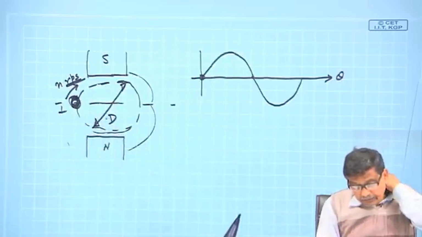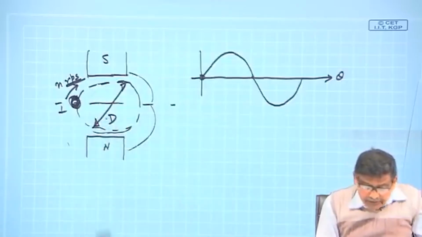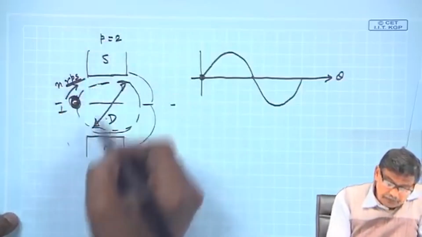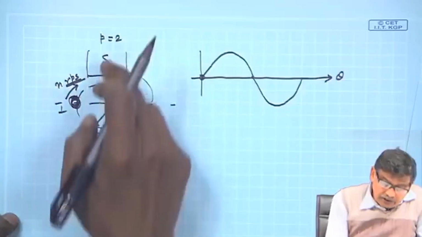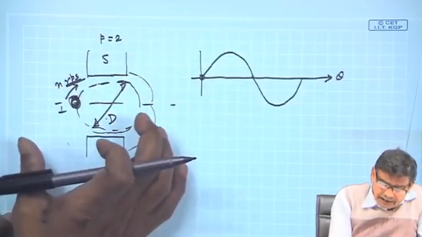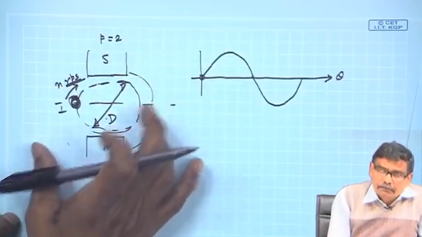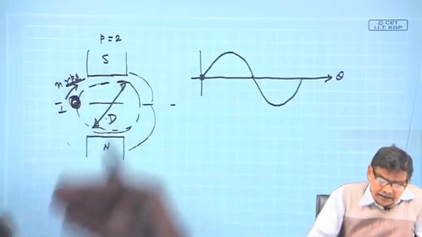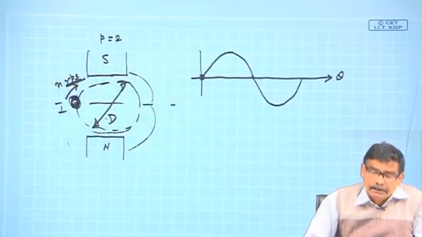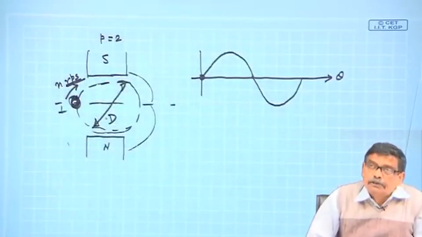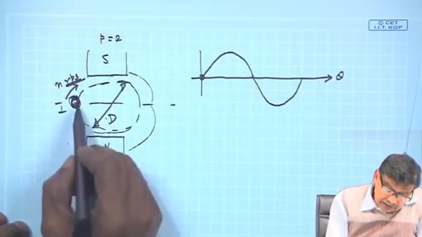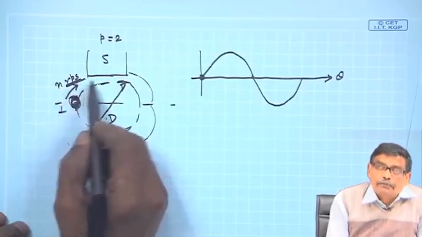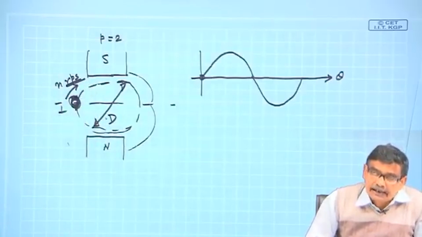D is the diameter of the rotor, and it is a two pole machine, so P is equal to 2, number of poles 2. This north south, as I told you, might have been produced by a coil. I do not bother, just to indicate that a south north pole has been created and stator iron has become magnetized, and now in the rotor there is a single conductor moving with n RPS, rotation per second.